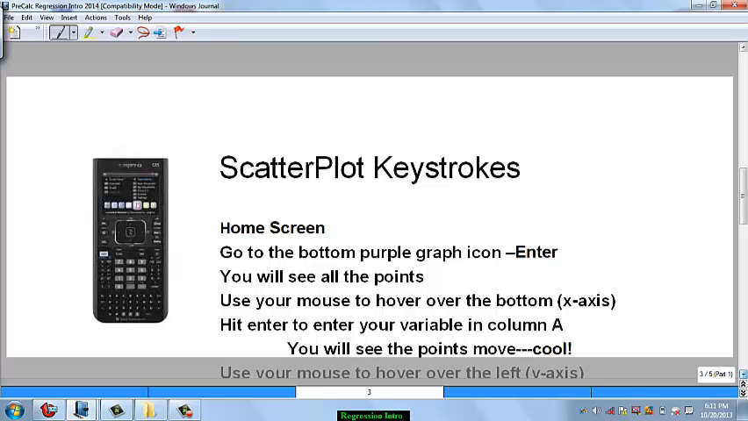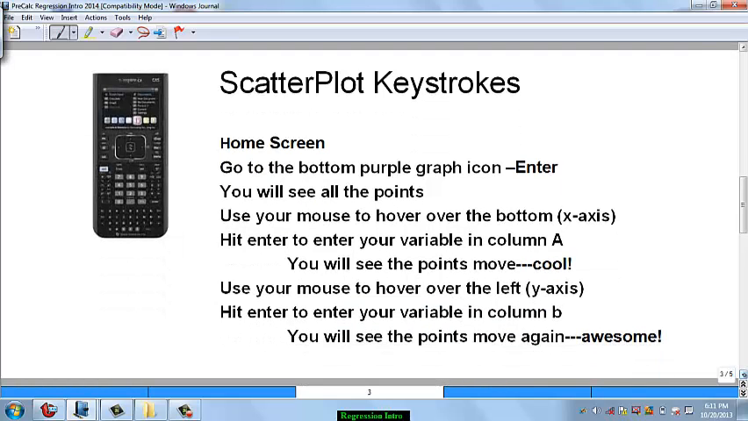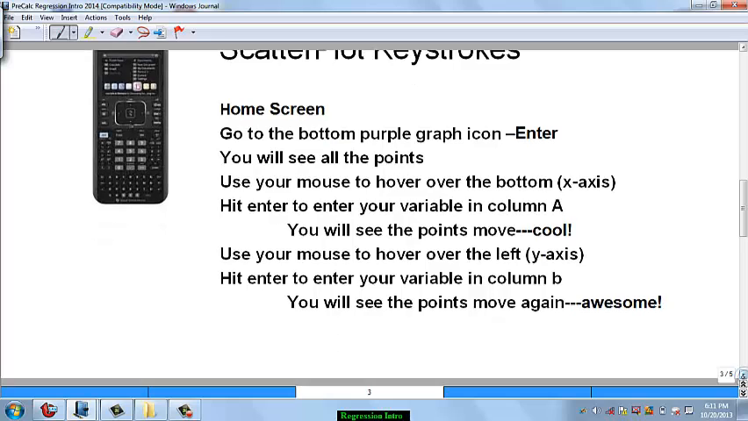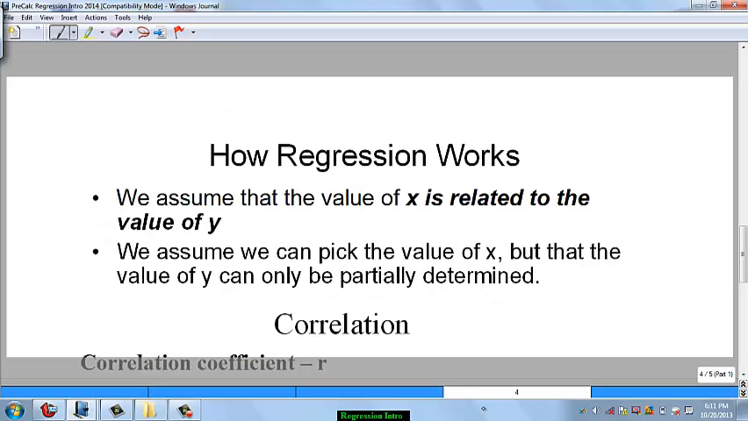And then we're going to look at your actual scatter plot, and this calculator is so cool because it'll move and you can see it moving your points as you go along, and you can hover around it, and it's very cool. So I really like how this calculator does this, so you'll enjoy that part.